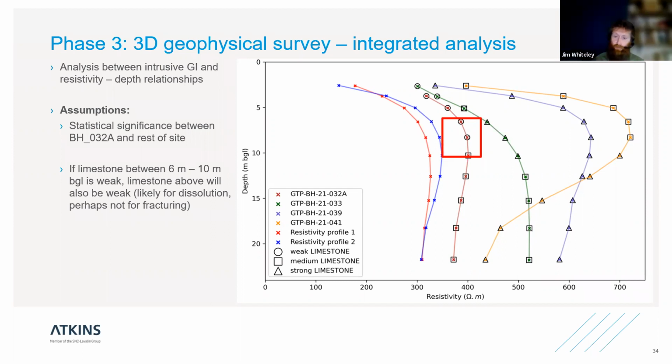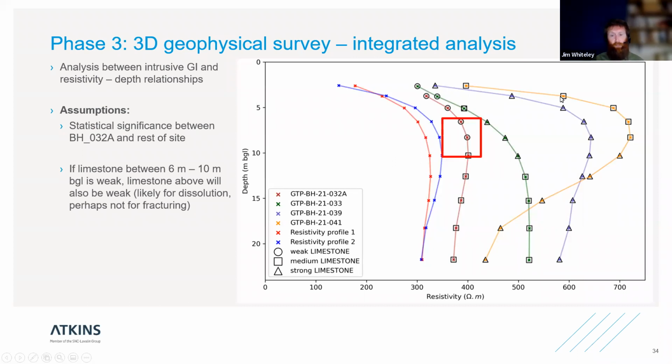But I think what's really interesting is that particularly where we've got lots of strong limestone logged, which is at the deeper boreholes here, the medium and stronger limestones tend to fall where you have higher resistivities. Interestingly, when you've got very, very shallow readings, there isn't so much of a correlation.